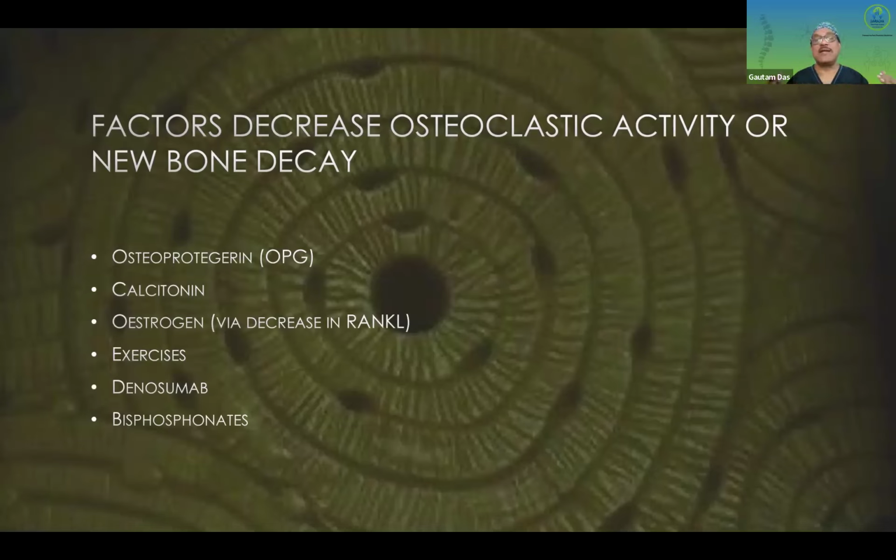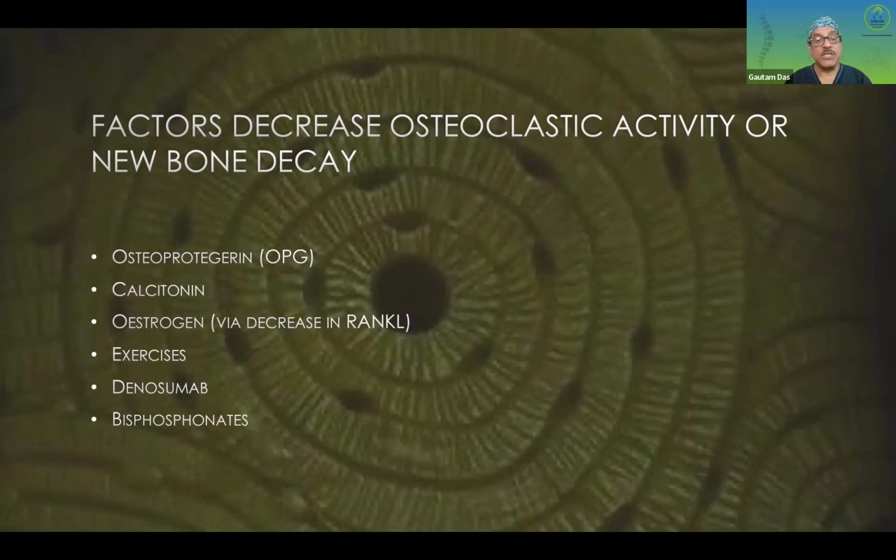Now, what are the factors which cause a decrease in the osteoclastic activity? One is osteoprotegerin, as you mentioned. How does osteoprotegerin work? Recapitulate. The osteoprotegerin binds with the Rankel, like denosumab. Denosumab, how does it work? It binds to the Rankel. In the same way, osteoprotegerin is naturally present inside our body. So osteoprotegerin binds to the Rankel, and thereby it reduces the activities. But osteoprotegerin is not therapeutically available.